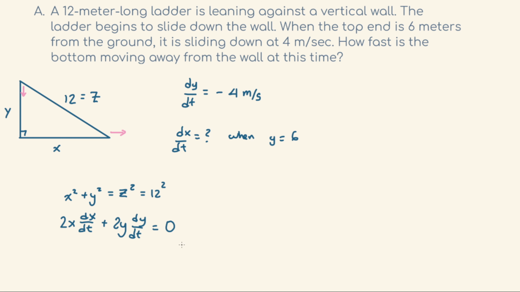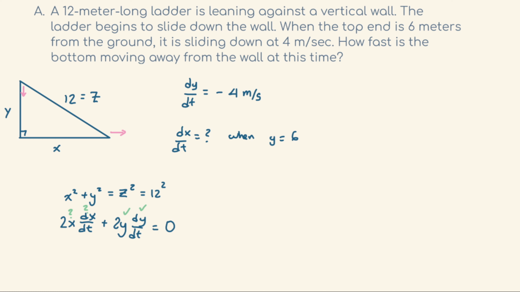Now let's look through what we know and what we don't know. We don't know what x is, so this is still a question mark here. This dx over dt, we don't know it, but that's all right because that's what we're looking for. This y right here, we can plug this y equals 6 in now. We've taken the derivative, we can plug this in. So y, we're good. dy over dt, we know is negative 4 meters per second. So we're also good on that front. But we don't know what this x is.